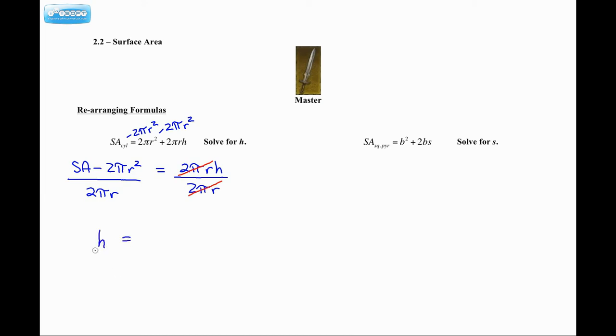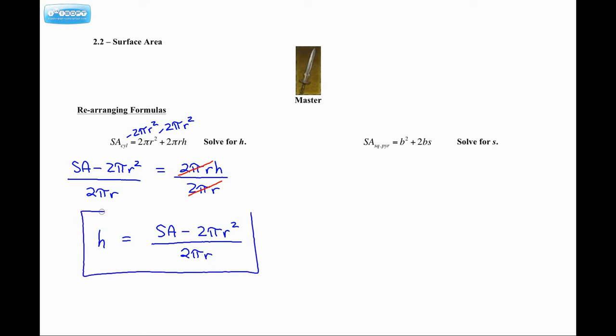H, meaning the height of the cylinder, is equal to the surface area minus 2 pi times the radius squared, all divided by 2 pi r. Okay. So this is the same formula as written above here. It's just rearranged, and now h is solved for. So when would you use a formula like this? Well, if you already knew the surface area of the cylinder and you knew the radius, you could use this variation to find the height. So just an algebra exercise.